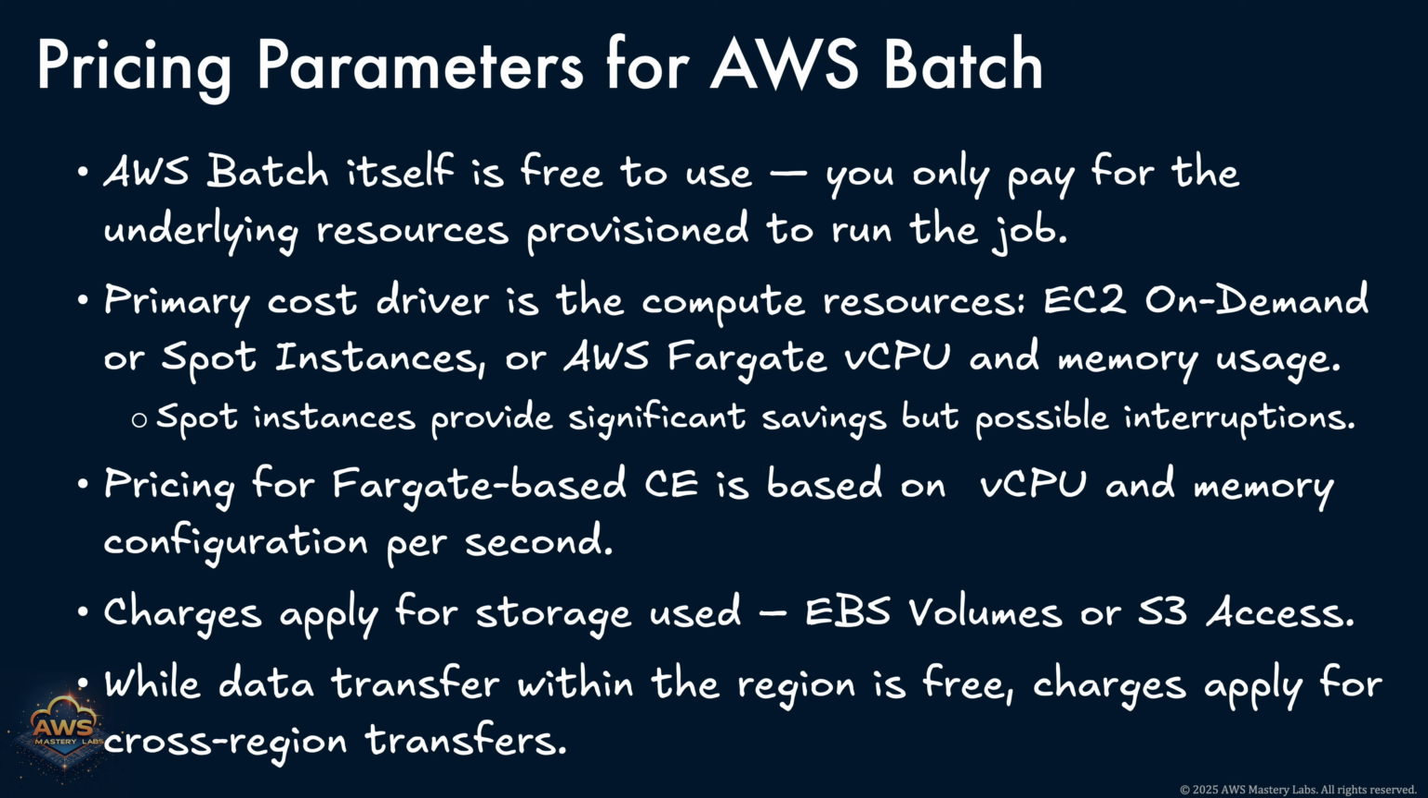If you're using Amazon EC2, charges are based on the instance type, size, and duration of usage. You can choose between on-demand instances, where you pay for compute capacity by the hour or second with no long-term commitment, and spot instances, which offer steep discounts by using spare AWS capacity. Spot pricing can reduce your compute costs by up to 90%, though these instances can be reclaimed by AWS with short notice, making them ideal for fault-tolerant or stateless batch jobs.